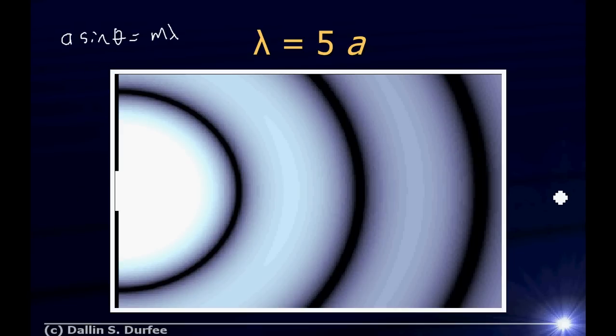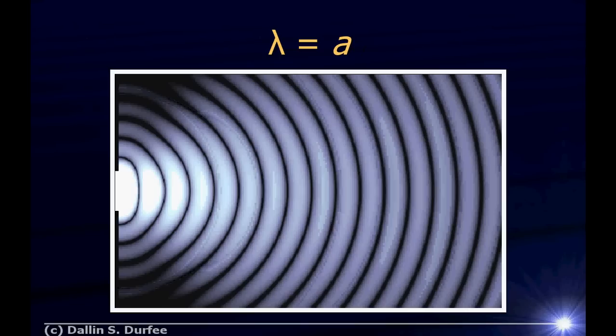But if I make the wavelength shorter, you can start to see right out here there's a dark fringe, right in that direction. Let's look at our equation, a sin θ is equal to mλ. If I set m equal to 1 and a is equal to λ, then right at 90 degrees is when I'm starting to get my first dark fringe.